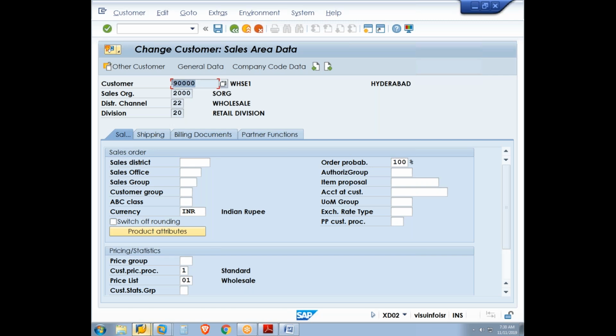So whenever you prepare any sales document like inquiry, quotation, order, contract, delivery, billing, in all these transactions, you will be entering this particular customer number. So for SD document processing, this is the number we are using. But this number is also acting as an account. But it's not a GL account. It is called a subledger account.